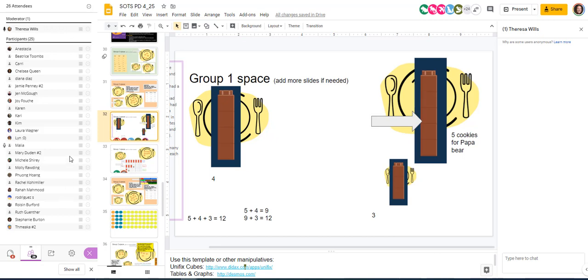Absolutely. And I know some groups were talking about you can't have duplicates or the same size. And for a younger student who's using Unifix cubes, they might see the same size because they're the same size tower. They're not taller or shorter.